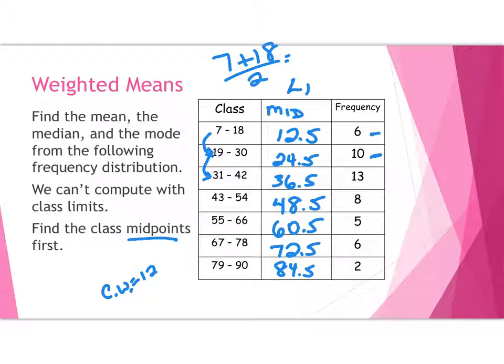So now to find the mean, I put the midpoints in L1 and I put the frequencies in L2. Now, my keystroke is slightly different. I'm going to do stat. I'm going to go over to calc. I'm still going to hit enter because one bar stats is highlighted.